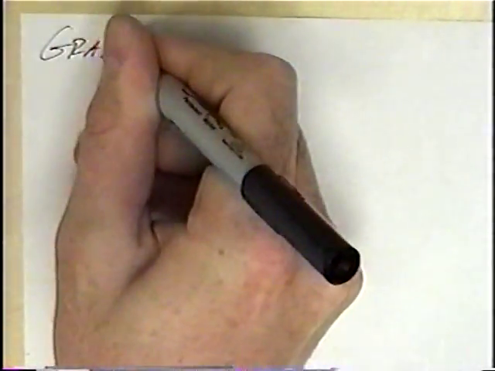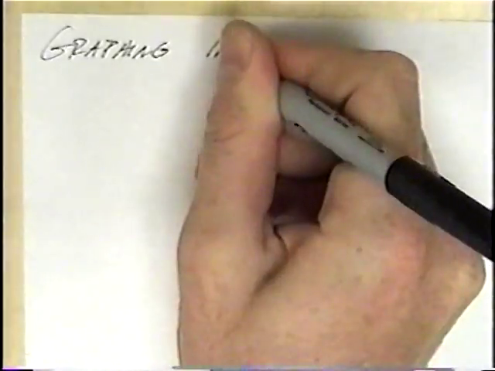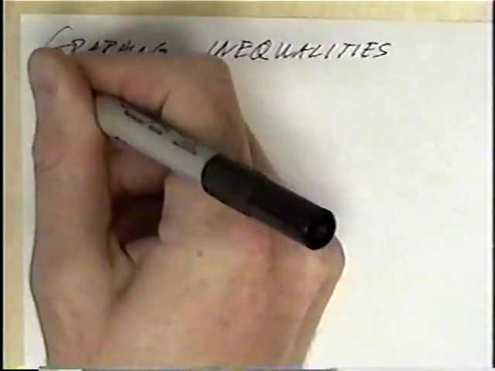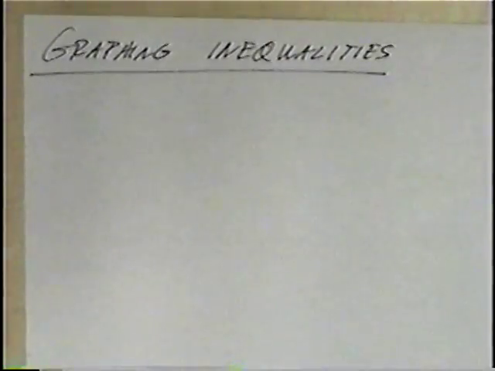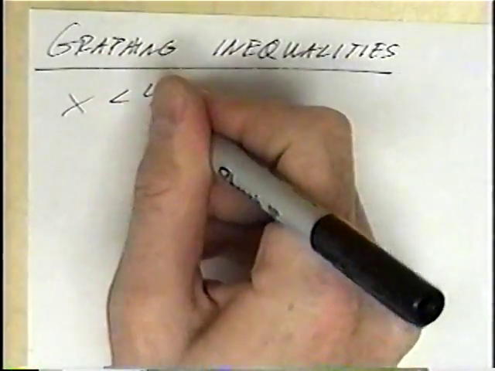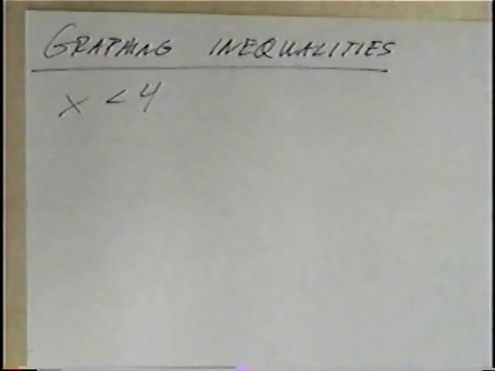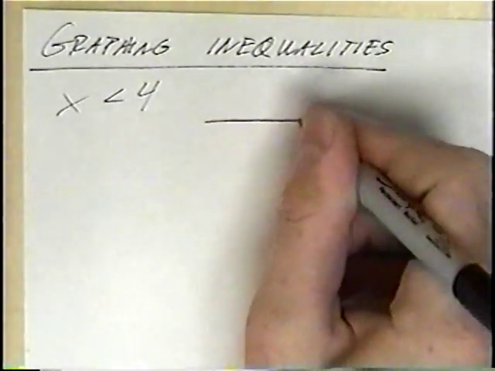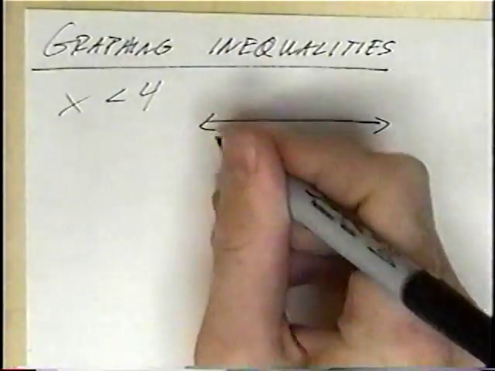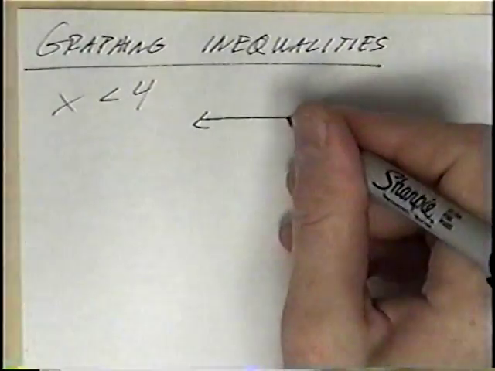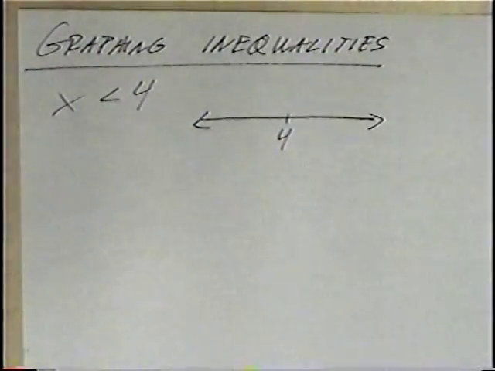Last section today is titled Graphing Inequalities. First question is x is less than 4. To graph inequalities that have a single variable or single letter, we can draw just a single number line. You can put any numbers you want on the number line. Best number to put is the one that we're graphing, and we can put that right in the middle.